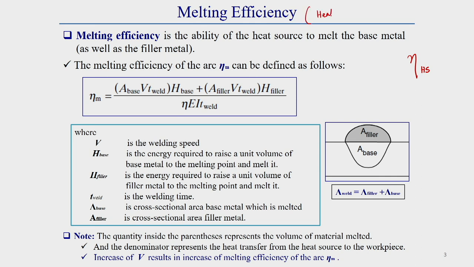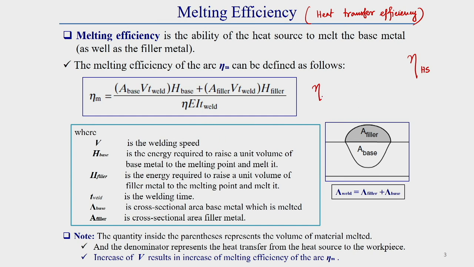Based on this, we use melting efficiency, or heat transfer efficiency. This melting efficiency is also called heat transfer efficiency. What does this heat transfer efficiency mean? Heat transfer efficiency is the ratio of the heat required to melt the base material as well as the filler material, divided by the heat supplied to the workpiece. Whatever heat is supplied from the arc to the workpiece will be in the denominator, and the top of the ratio will be the heat required to melt the base material as well as the filler material.